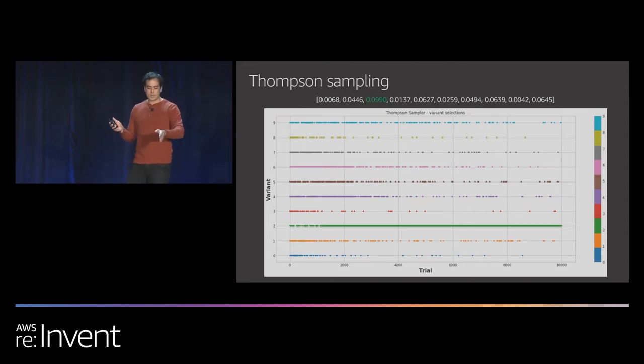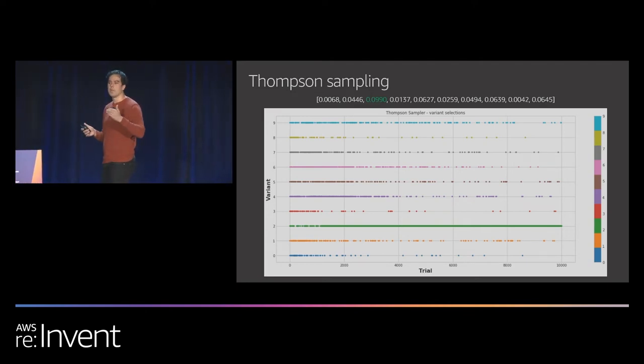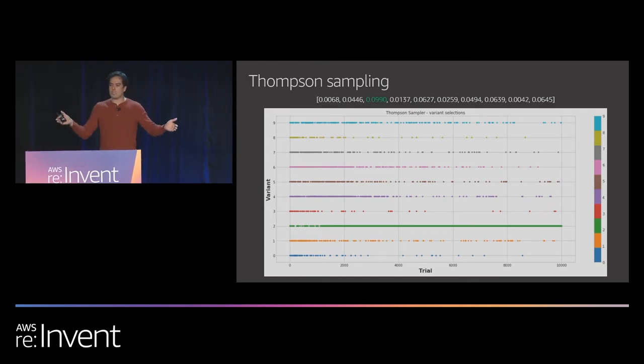You see that green really is getting a lot of the traffic there, but we do still explore some of the other messages, because remember, that could be a statistical fluke. You could just be living in a universe where you get 100 heads in a row, but the coin happens to be fair, so you need to always be able to make a sanity check.